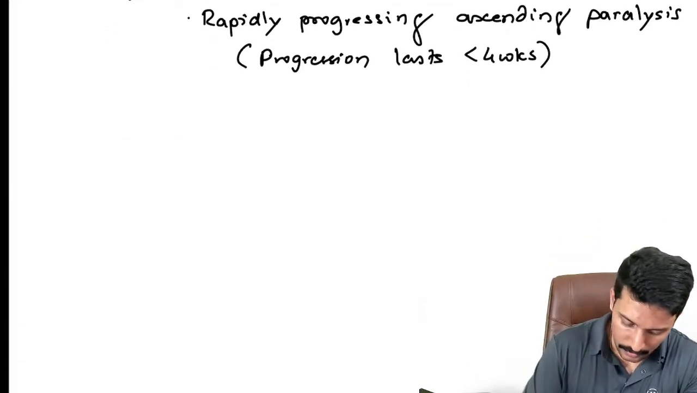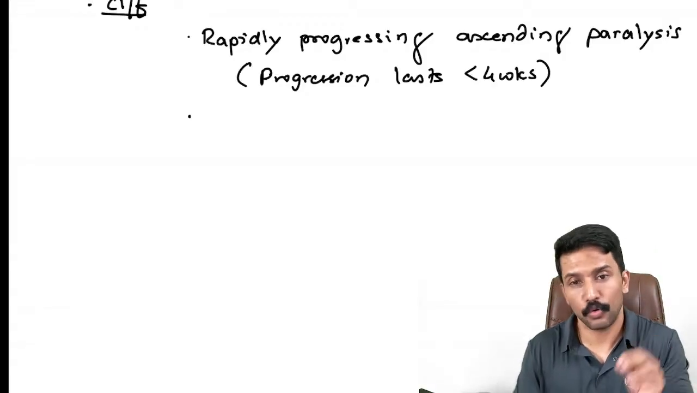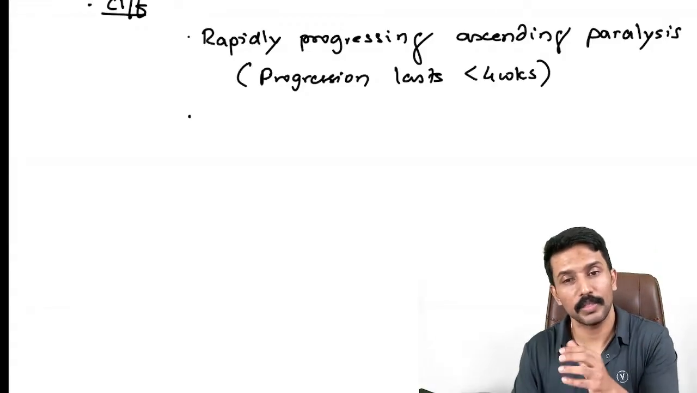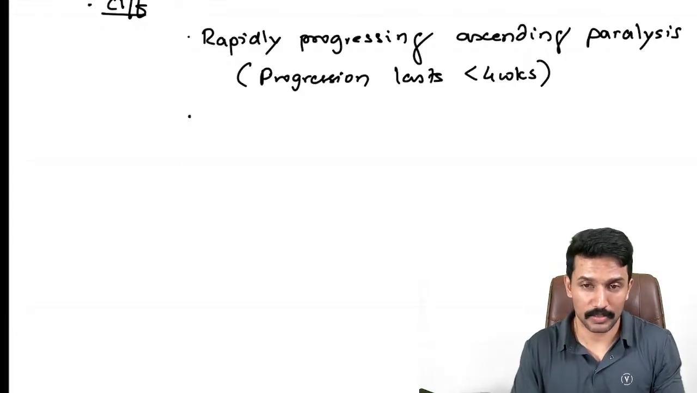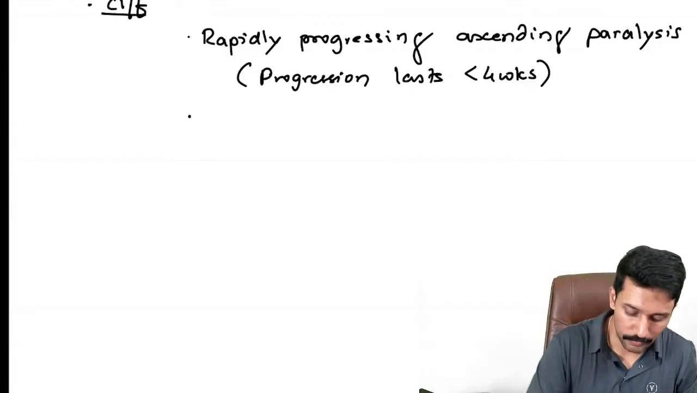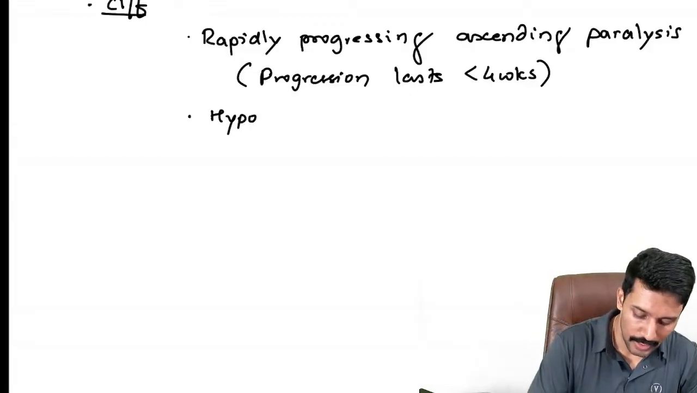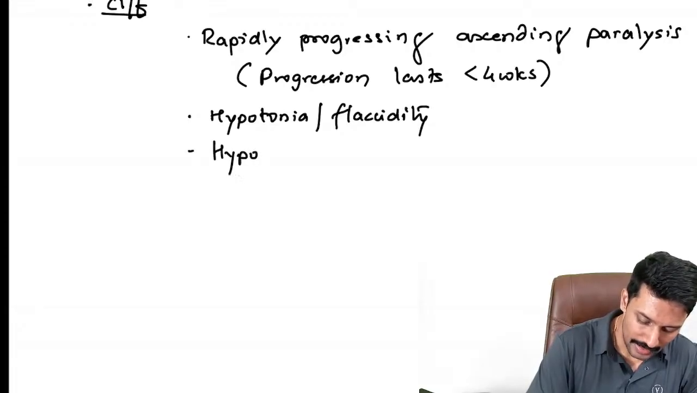Because it is a disease of peripheral nerves containing lower motor neurons, and because lower motor neurons are the ones having either demyelination or axonal injury, depending on which type it is, we will have decreased muscle tone and decreased reflexes. So you will have hypotonia or flaccidity, and you will have hypo or areflexia.